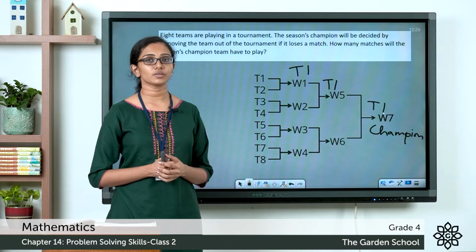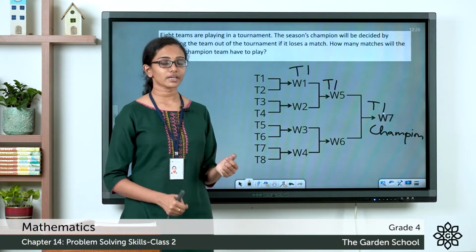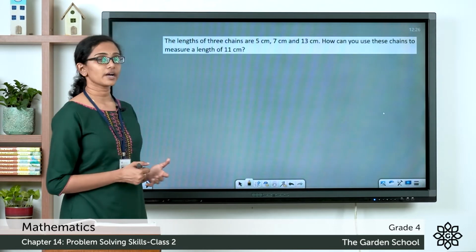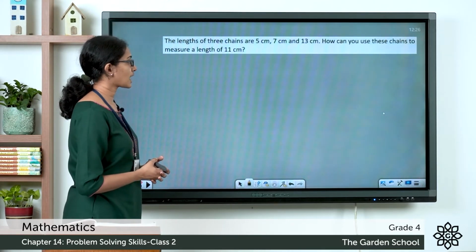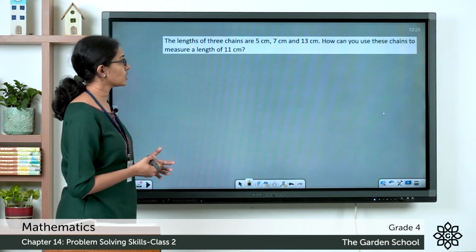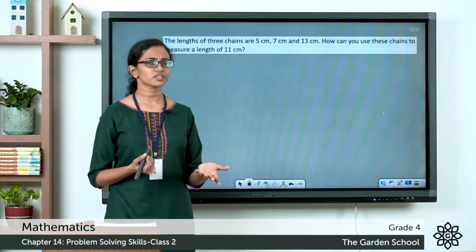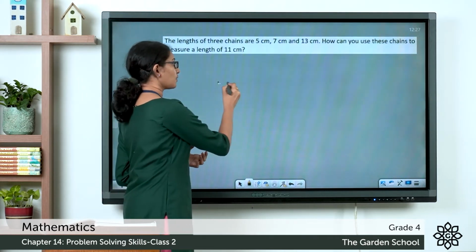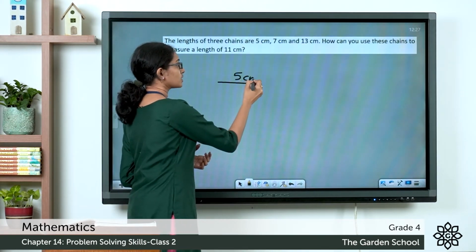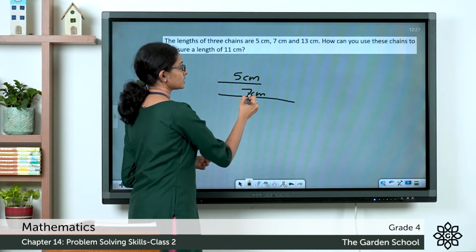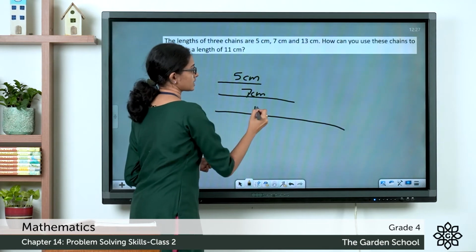So this one you can do as an activity. Now we will see one more example from the textbook. The lengths of 3 chains are 5 cm, 7 cm and 13 cm. How can you use these chains to measure a length of 11 cm? So what is mentioned in the question? You have 3 chains with you. One is 5 cm, the next one is 7 cm and the third one is 13 cm.